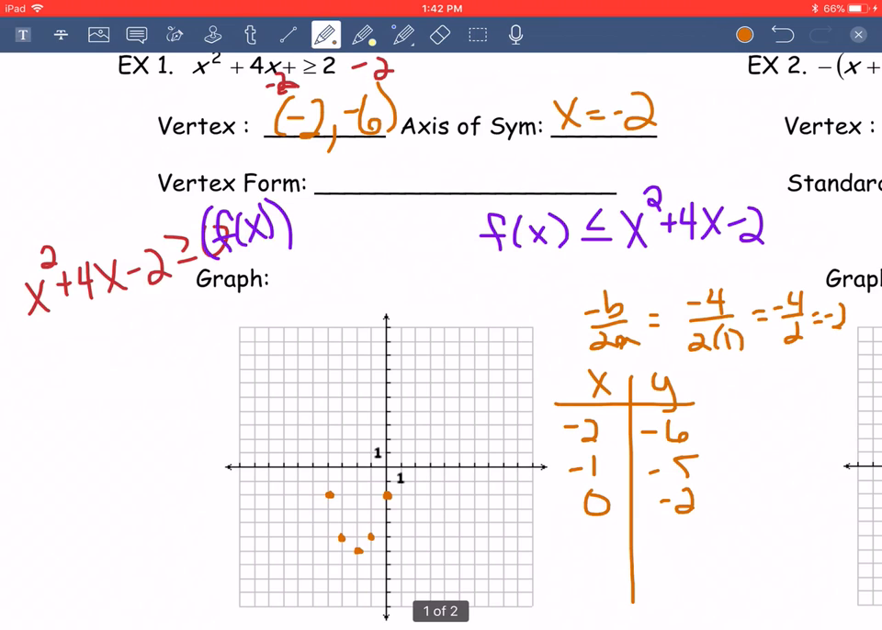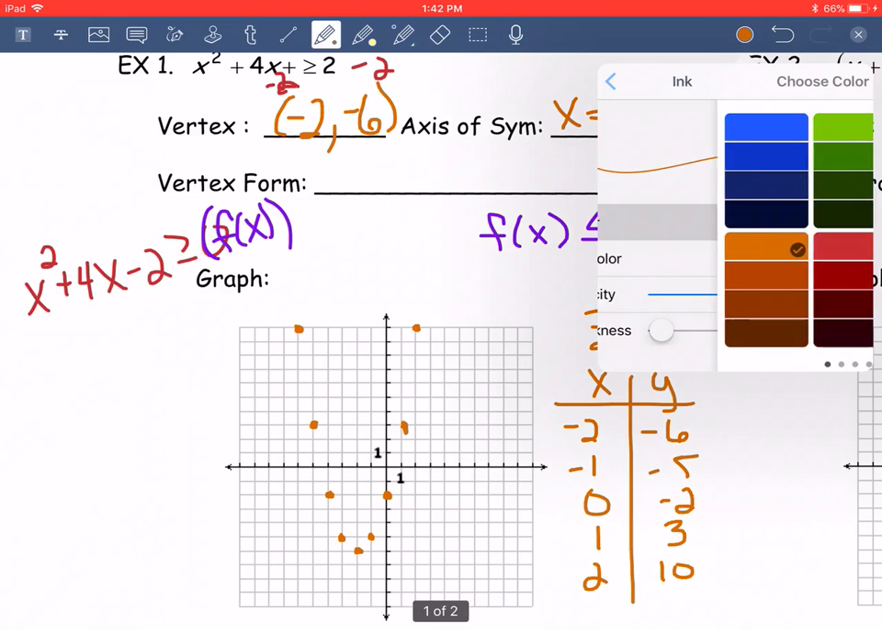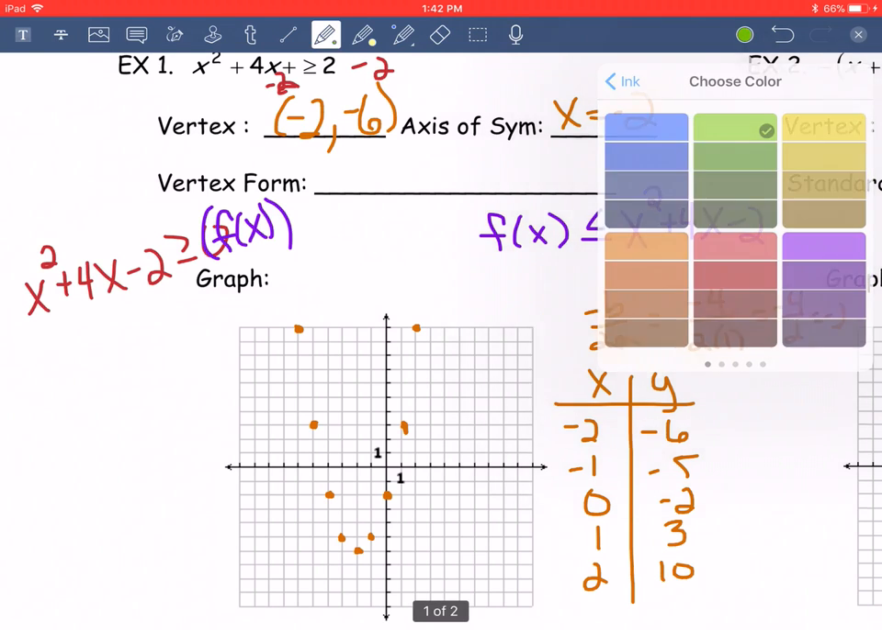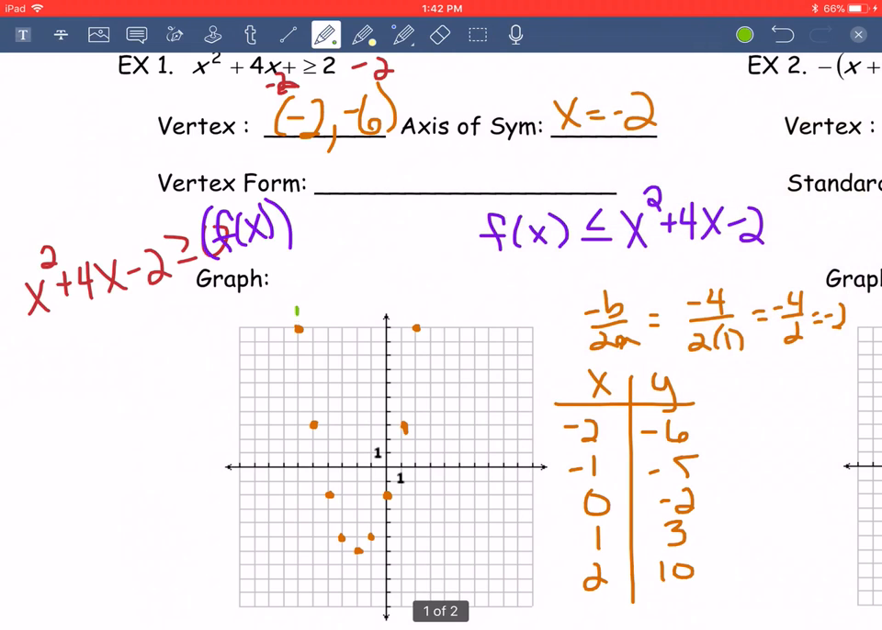Let's see here. When x is 1, I have a point at 3, so 1, 2, 3, and then 1, 2, 3, 1, 2. Okay. And then I have another point at 2, 10. All right, so there are my points, and I know I'm doing this a little fast, but I'm just using the calculator to help me get these points and plotting them on the graph. And I'm graphing it with a solid line because of the less than or equal to.